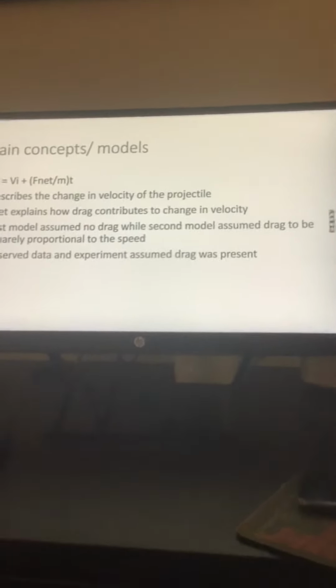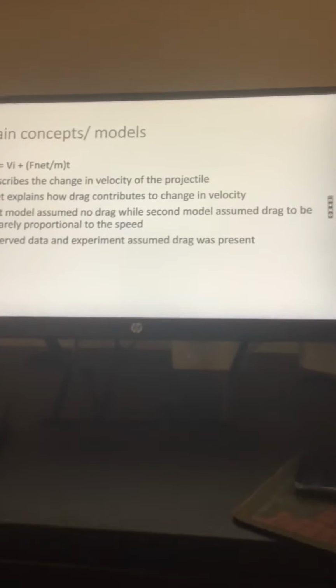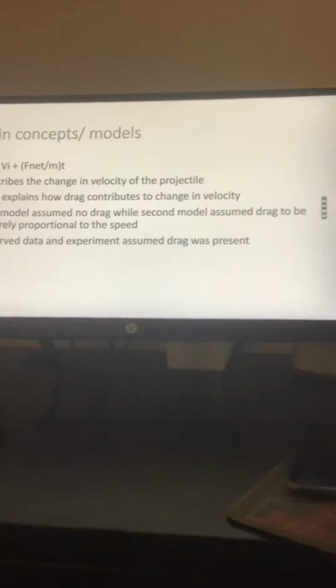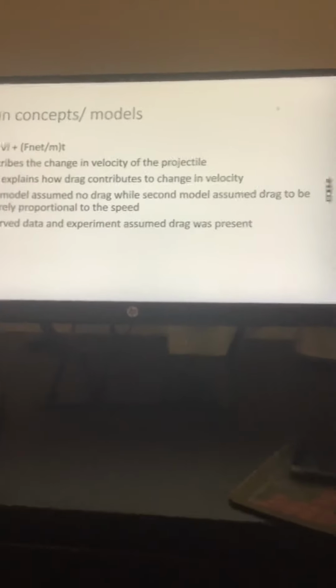Because the first model assumed there was no drag, the second model assumed drag was squarely proportional to the speed of the object, also known as turbulent drag. The observed experiment itself was with an object with high surface area, so there was an assumption that drag was present. For the experimental design, the system was an eraser, and the surroundings were the earth and surrounding air.